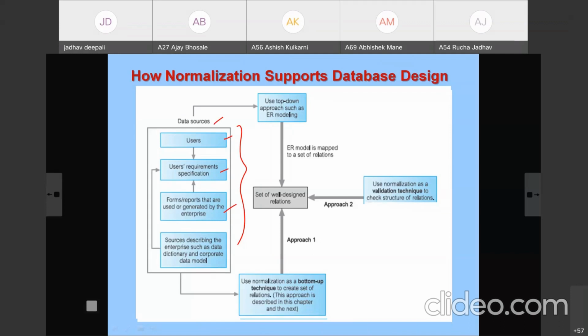Then there are two types of approach, the top-down approach and the bottom-up approach. What is the top-down approach? From this entire data requirement analysis, generate an ER model. These are entities, and this is the relation between these entities. Generate the ER model, and then apply normalization, which we are going to study. The ER model is mapped and converted into a set of relations, and normalization is used as a validation technique.